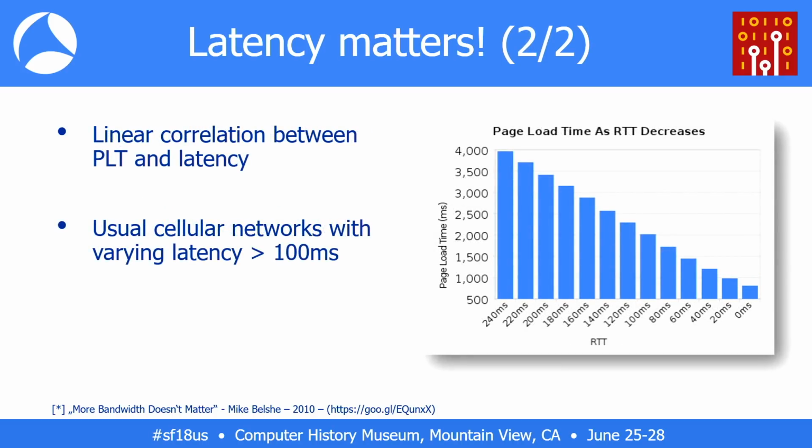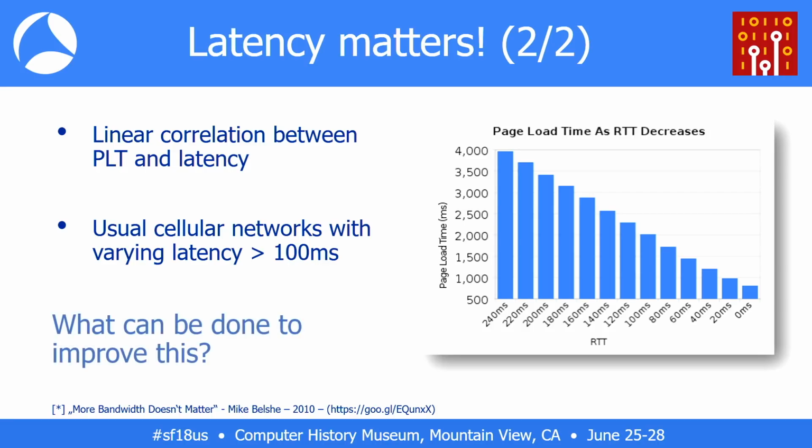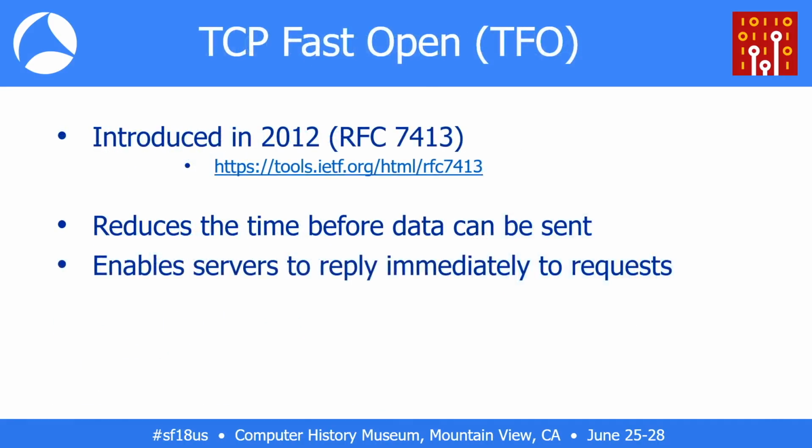On the other hand, what we see is a linear correlation between latency and page load times. So the further away the server you're connecting to is, the slower the actual page load. So what can we do? TCP Fast Open is a good way to approach this because we might save one round-trip time before requesting data. So let's look at this in detail.